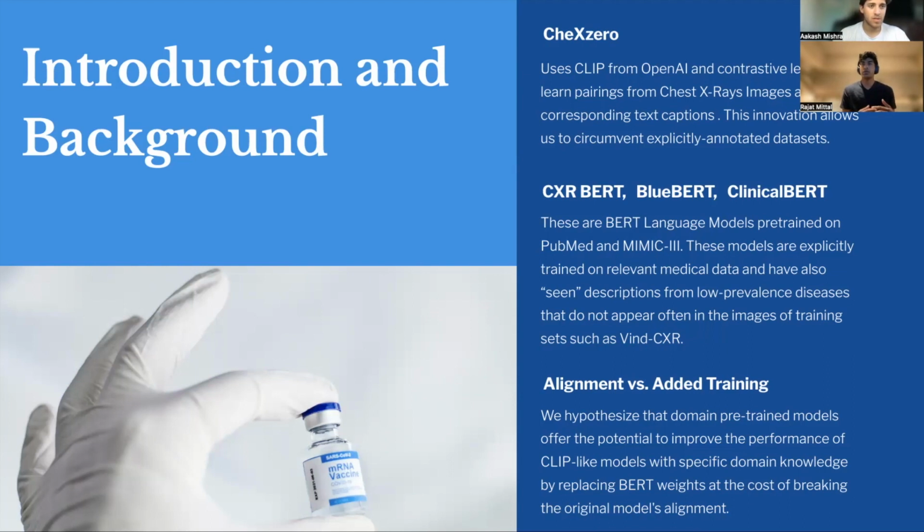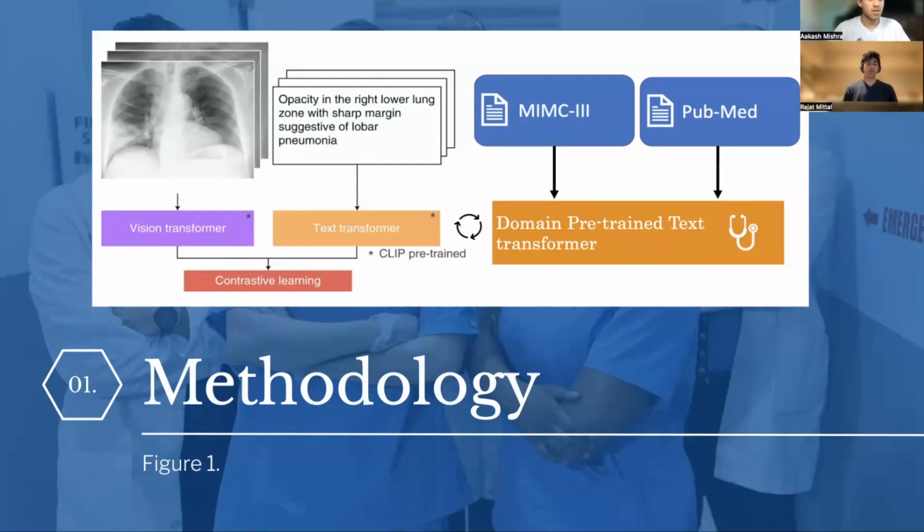And our main improvement, or main experiment, is replacing the text towers in CheXzero with various domain-specific text towers, which are CXR-BERT, BlueBERT, and Clinical BERT, which have been explicitly trained on relevant medical data and thus have seen descriptions of low prevalence diseases that don't appear often in our training dataset. And we hypothesized that these domain pre-trained models offer the potential to improve the performance of CheXzero-like models because they have specific domain knowledge for low prevalence diseases, even though they come at the cost of breaking the original model's alignment.